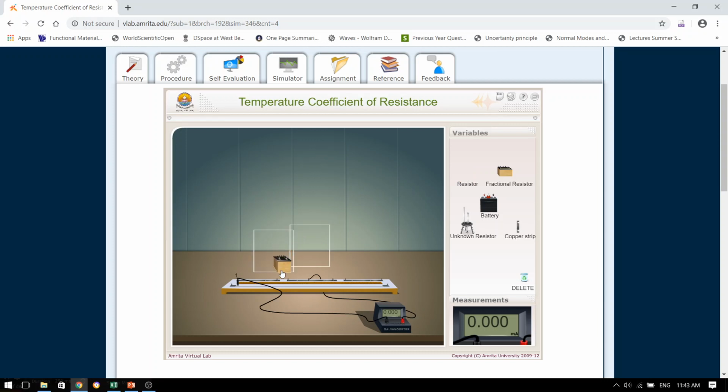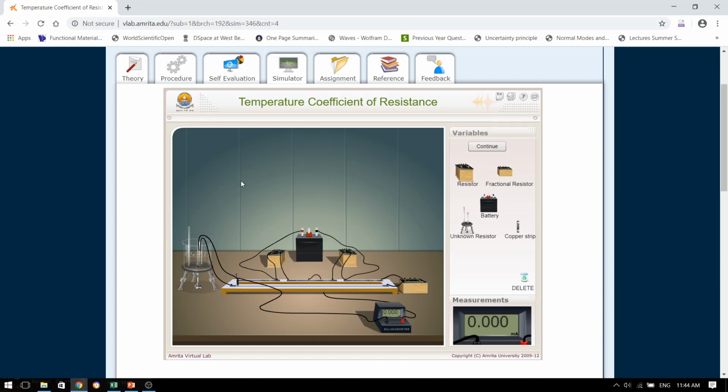So let us connect the resistors P and Q, the fractional resistance box over here, and the unknown resistance over here. Now students, while I was doing it earlier also, I have seen that this unknown resistor is a bit difficult to drag and drop. You have to be very careful while you are dragging and dropping this.